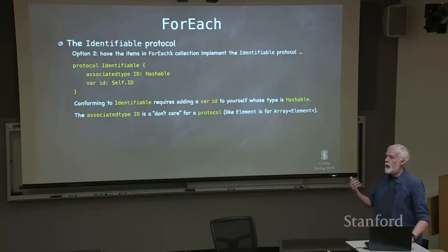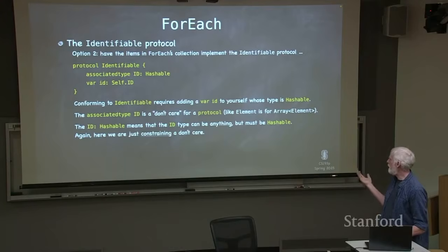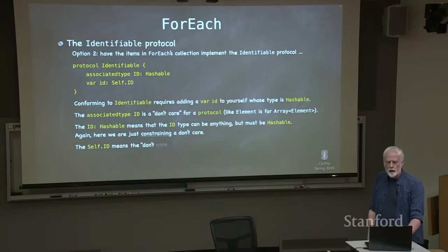And why is the ID a don't care? It's because your ID can be any type you want as long as it's hashable. Okay? You see? It says associatedtype ID : Hashable. Right? So the ID has to be a hashable thing, which makes sense. Again, if you're Identifiable, whatever they're using to identify you, you're probably going to use it in a hash table to go look things up. And that is just constraining a don't care. It looks different from where Element : something, but it's essentially the same as a where clause right there.